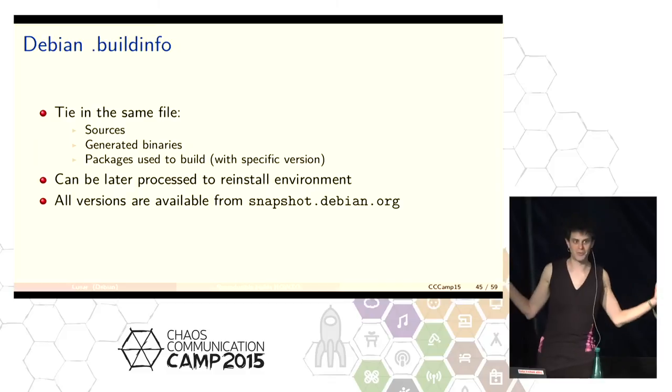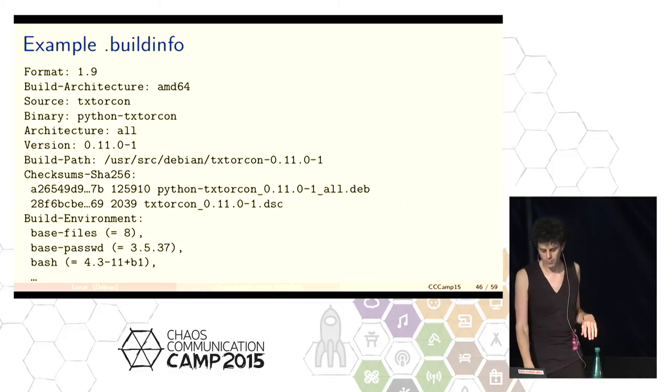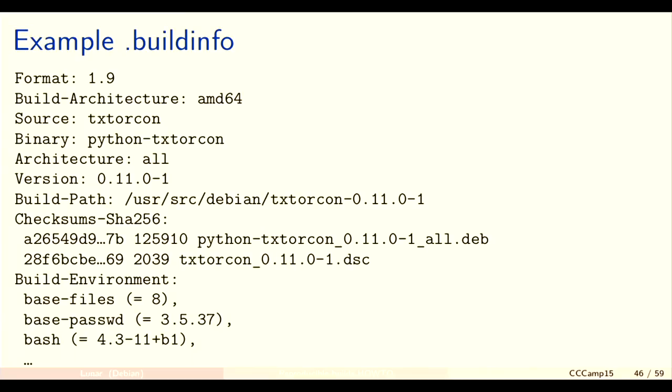It's a huge repository, it's amazing. Here's an example of build info. So you can see the build architecture, the path, then the checksum for the source, that's the .gsc, the checksum of the binary, that's the .deb, and a list of packages.